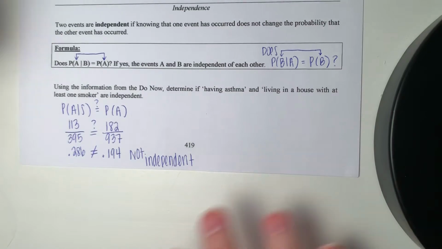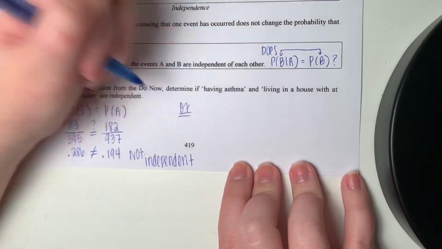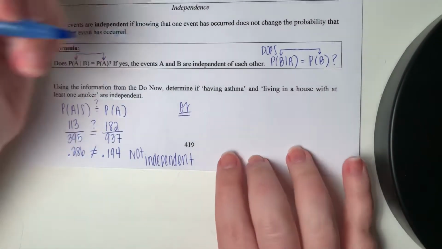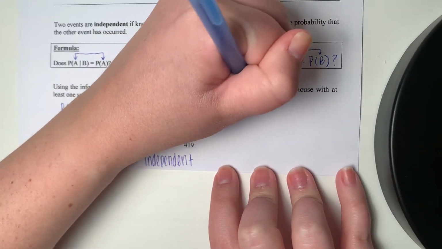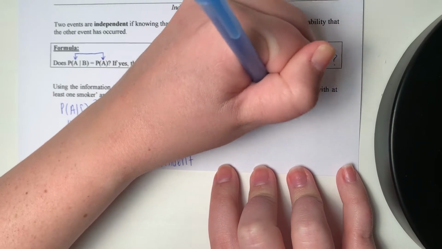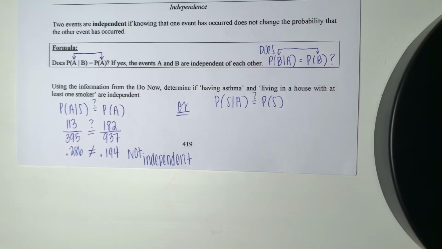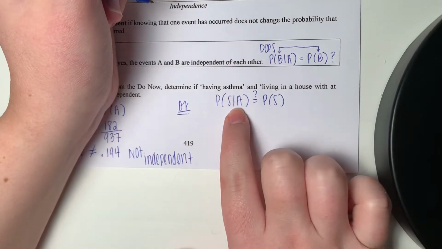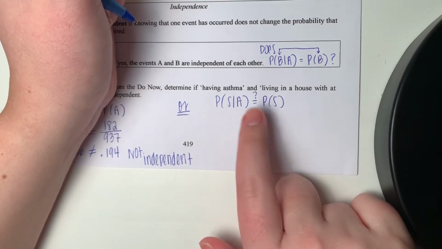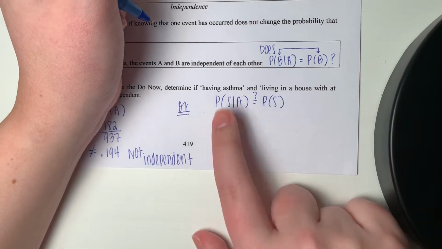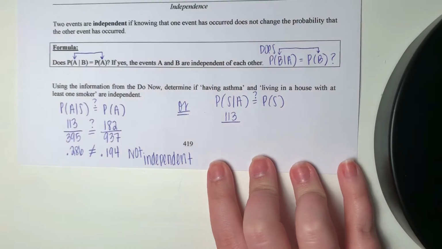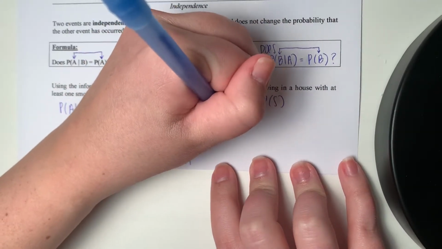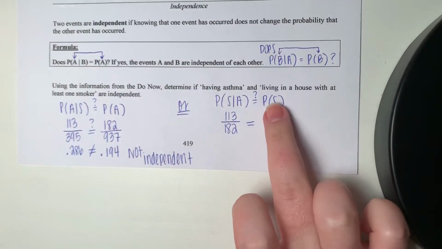Okay. If we were testing it the other way, you do not have to do both ways, but some people may have set it up differently. So the other way you could set it up is the probability of S given A. I want to know, is that equal to the probability of S? Okay. So now the probability of S given A means the probability of S and A over the probability of A. So the probability of S and A, we've said, is 113. The probability of A is 182, and I want to know, is that equal to the probability of S?